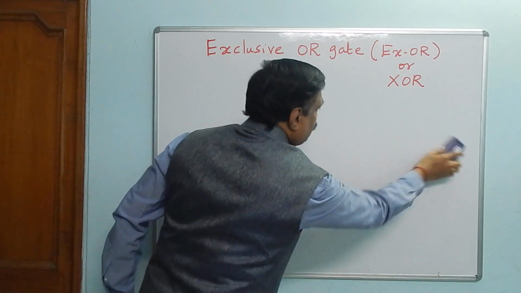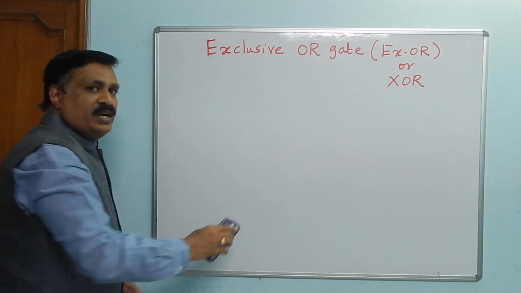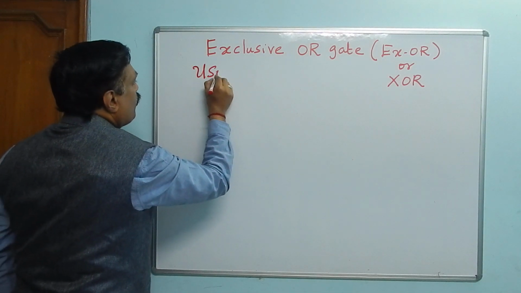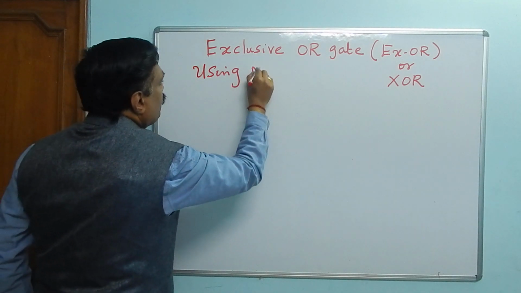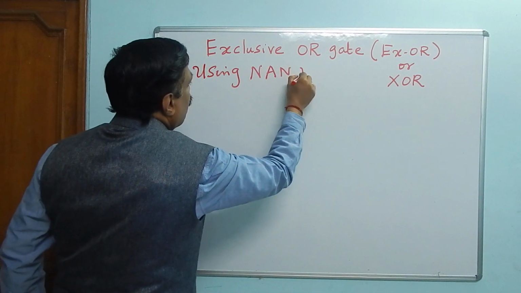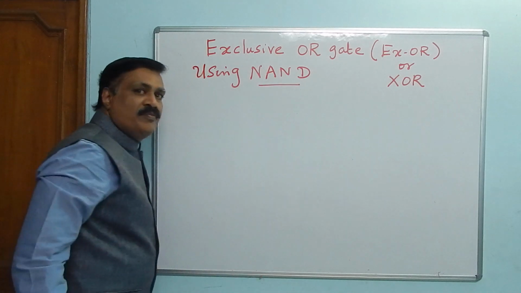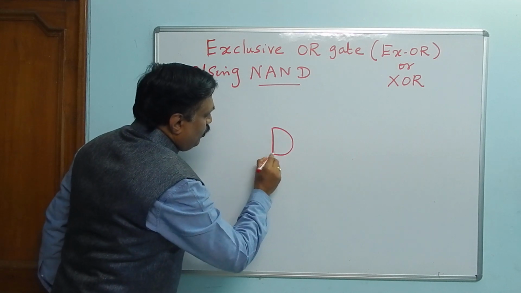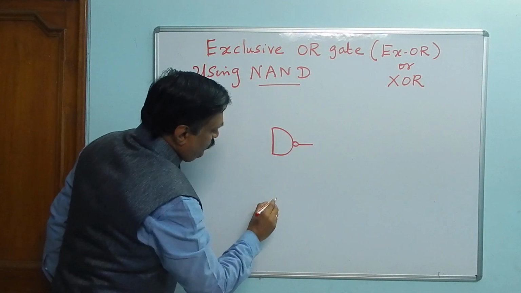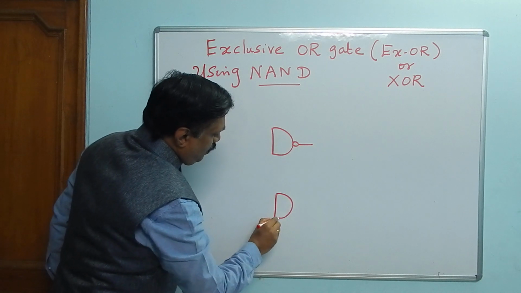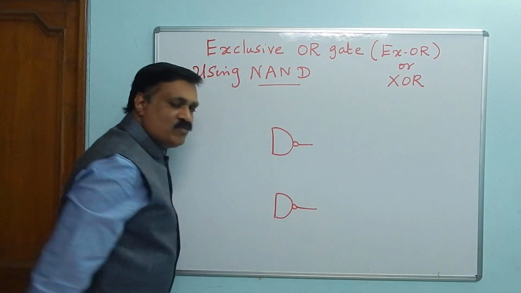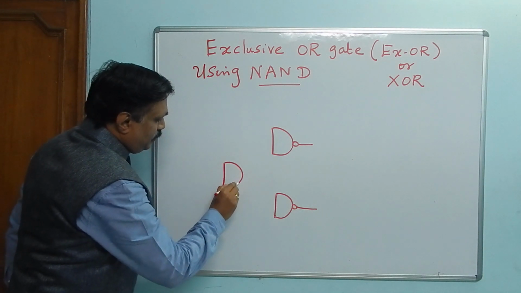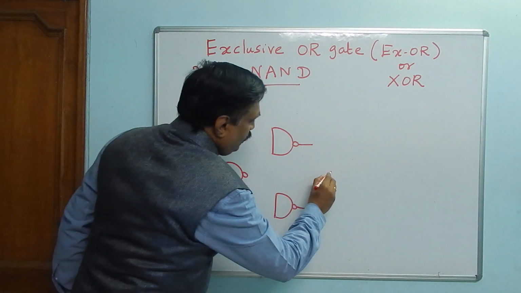Now I am going to design the XOR gate using NAND gates. Okay. Listen. Here take one NAND gate. Here take another NAND gate. Here another NAND gate. Here another NAND gate.